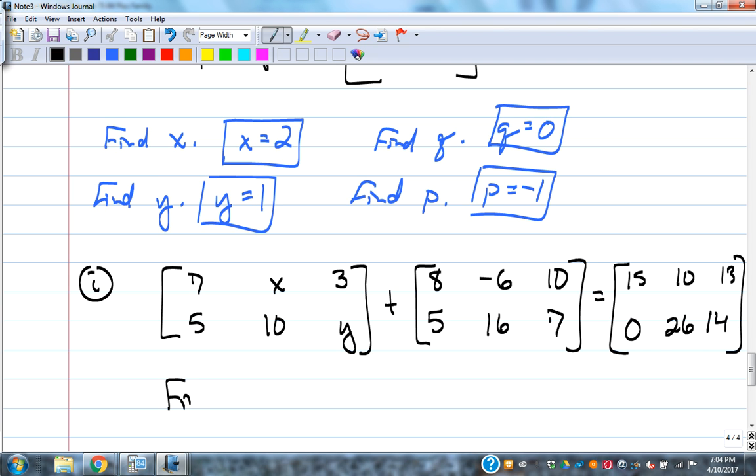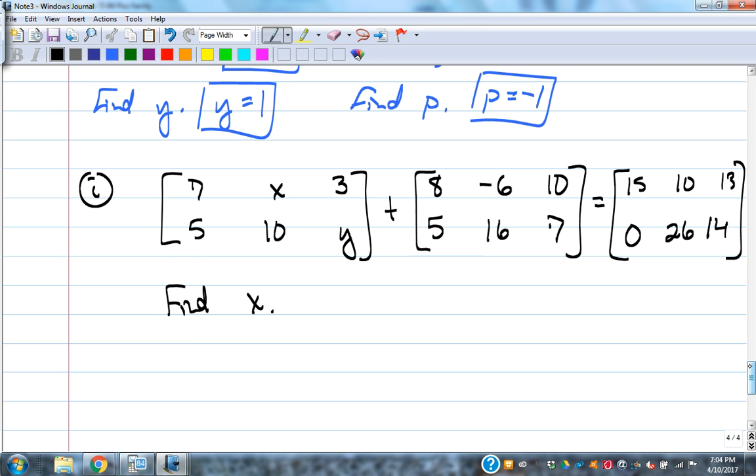And we want to find x. That's the first problem. What parts go with x? Yeah, x is right here. So -6 and 10 goes with that. So what we do is we set up an equation. Looking at the matrix on the left, if we're going to add those two matrices together, they're the same size. They're both 2 by 3s, so it's legal. X would add to what?